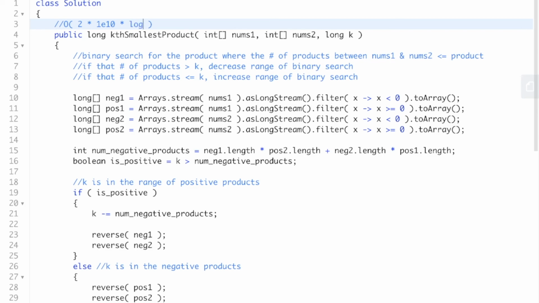times the log, or sorry, this should be log of 2, because this was our binary search, times n plus m. So let's put that in parentheses. Okay, cool. So that's our time, and then the space was just O of n plus m, because we stored the negatives and positives.